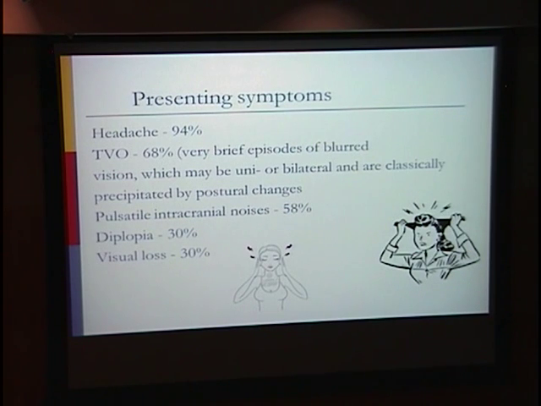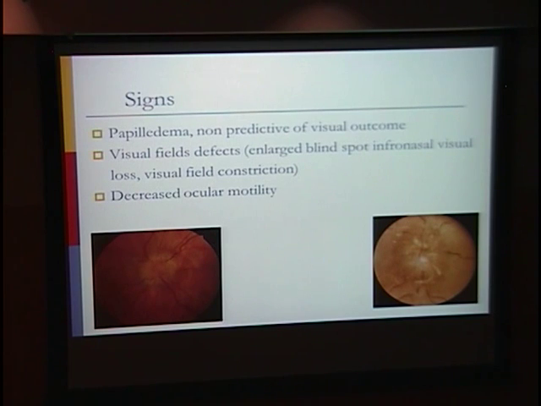What is the presenting symptom? Of course, headache. The patient says, this is a headache I never had, a severe headache, and it occurs in more than 90% of patients. Transient visual obscuration is a very brief episode of blurred vision, which may be unilateral or bilateral, and classically is precipitated by postural changes. It's around 68%. Then pulsatile intracranial noise. You forgot to ask the patient, but if you ask, they say, oh yes, I had a noise. Normally they come saying I had a headache, but if you ask them correctly, they say yes, I had blurred vision, sometimes a noise like tinnitus, diplopia, and visual loss in 10 to 30%.